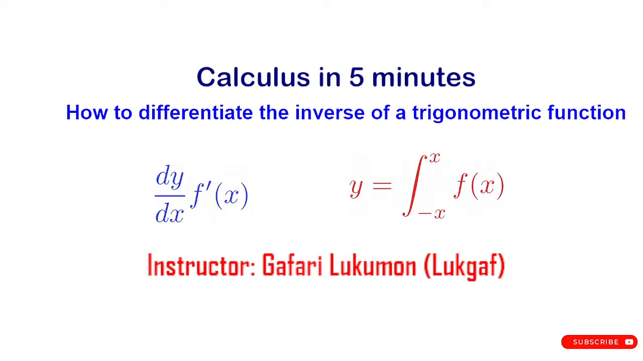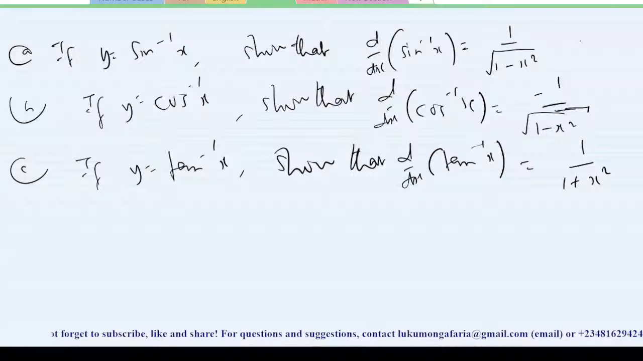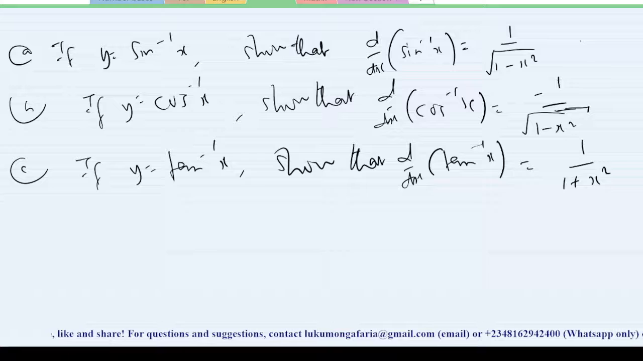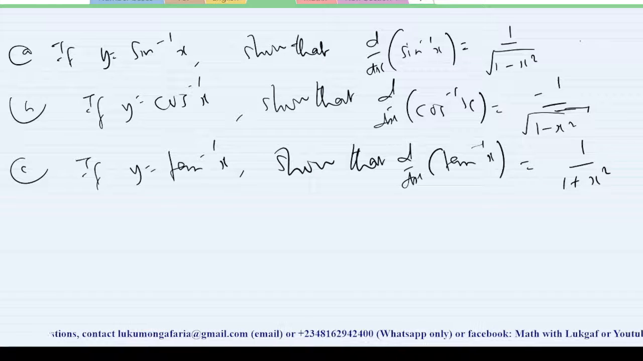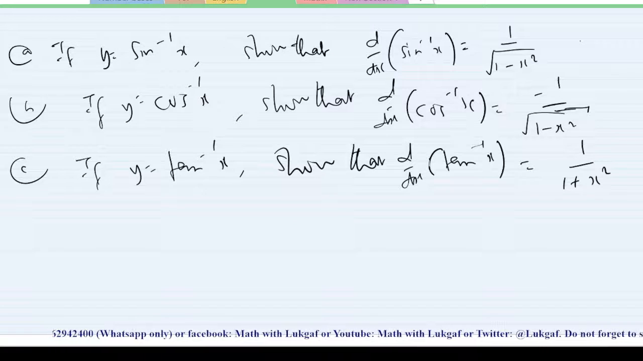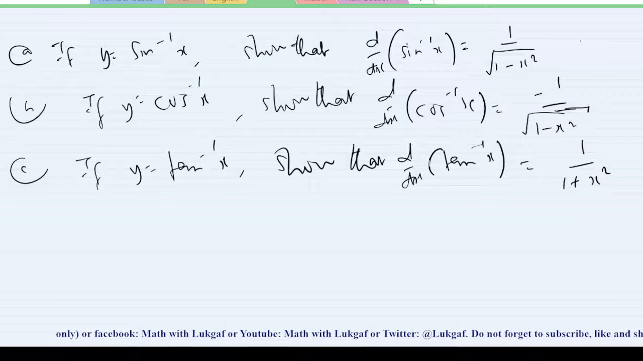Today, I'm going to continue from where we stopped, and I'm going to teach you how you can differentiate arcsine x, arccos x, and arctan x. You will have come across this type of function, that is when you have y is equal to arcsine x, and in particular when I explained standard derivative. If you've not watched the video yet, please refer to my video on standard derivative.